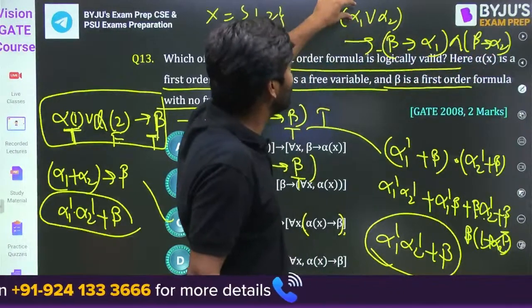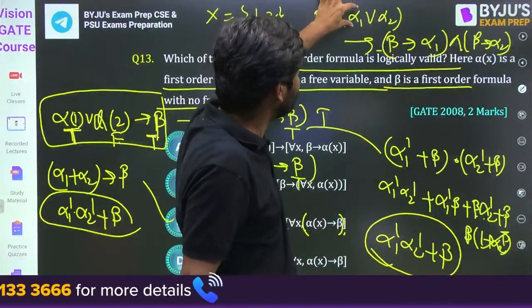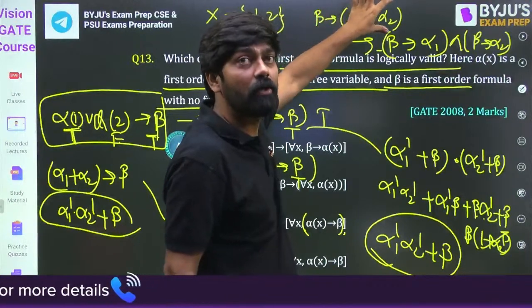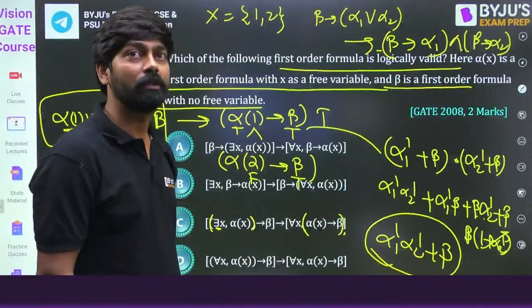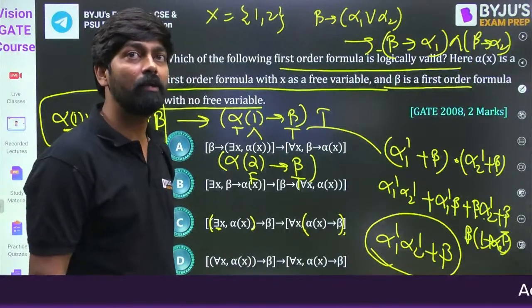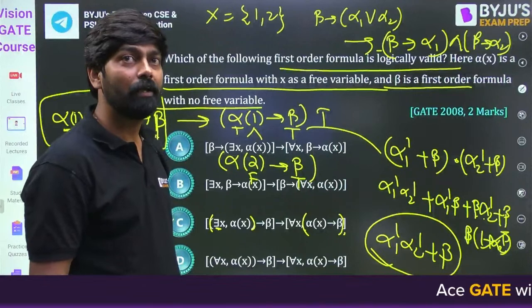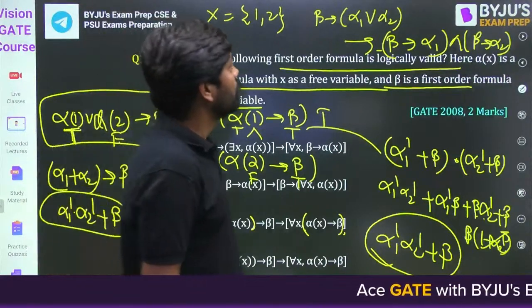So you can take, see here, this one definitely will not be a tautology. It will not be a tautology. Are you getting my point? This will definitely not be a tautology. Is that clear?